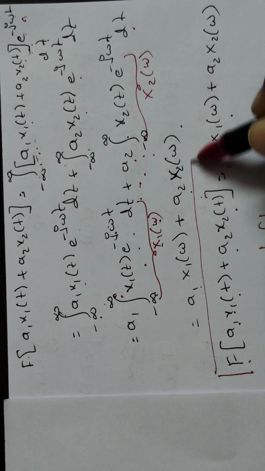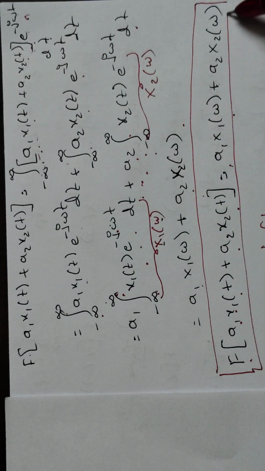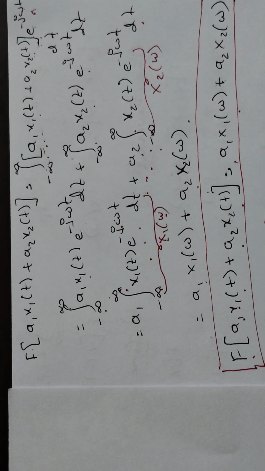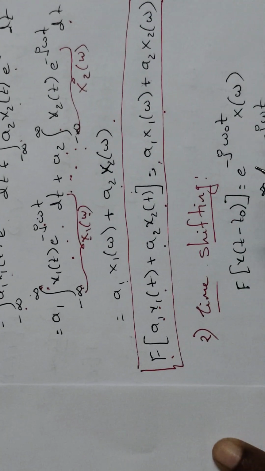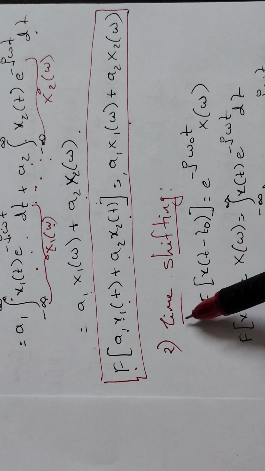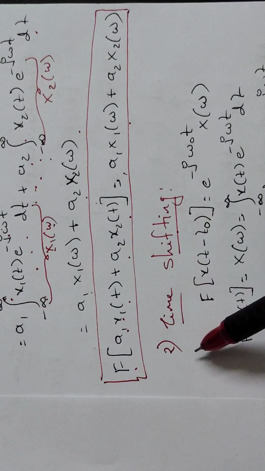So these properties are very important for exam point of view. Even if it is JNTU-K or JNTU-H or any autonomous college, these properties are very important. Let us see the next property, that is the time shifting property. So here the time shifting property, the name itself indicates it's a shifting of time.